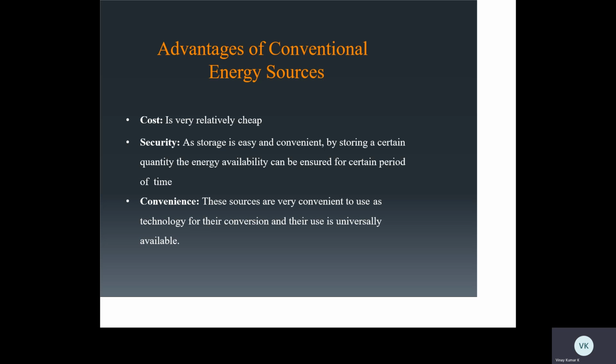And the next thing is, what are the different advantages and disadvantages of conventional energy sources? What are the main advantages? We know that the cost is very cheap for conventional or non-renewable. Conventional is nothing but non-renewable. These are available directly from the fossil fuels. So the cost is relatively cheap, and there is security of storage.